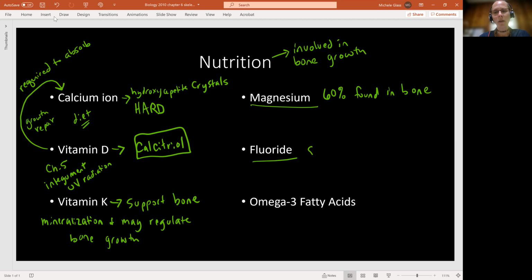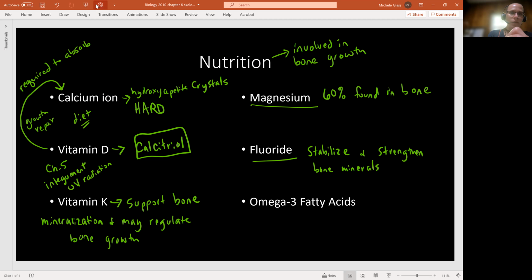Fluoride we see also helps to stabilize and strengthen the bone minerals. So in a similar way that we see it functioning to help strengthen and stabilize our tooth enamel, we see it here helping to strengthen and stabilize our bones.